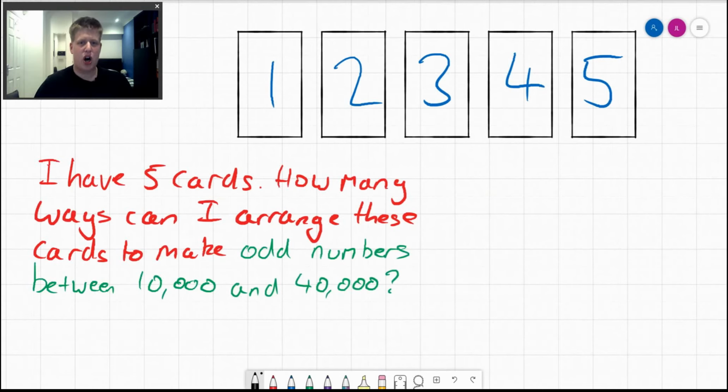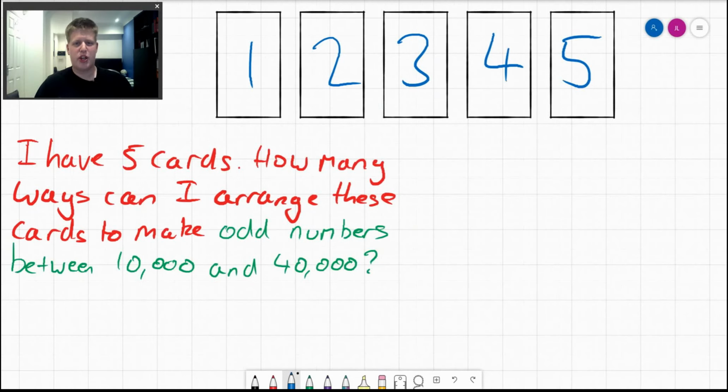I have 5 cards, 1, 2, 3, 4 and 5. How many ways can I arrange these cards to make odd numbers between 10,000 and 40,000? There's a lot of information to take in here, but the important part is that they are odd numbers and that it's between 10,000 and 40,000. So we need to arrange these 5 cards such that they're odd and they're between these two numbers. So this gives us some restrictions.